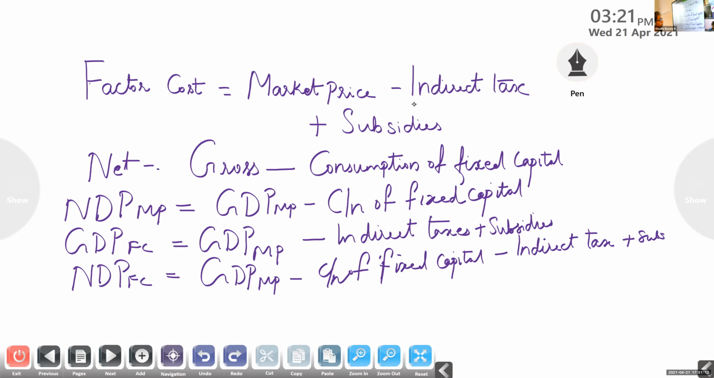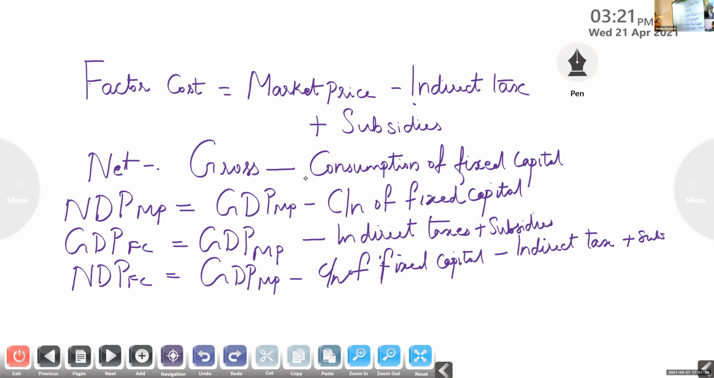Another thing I told you regarding net. Whenever they ask net, there will be some gross, and from gross we have to minus something. What we are minusing is depreciation, consumption of fixed capital. So the first two you may not have. You can write it down.